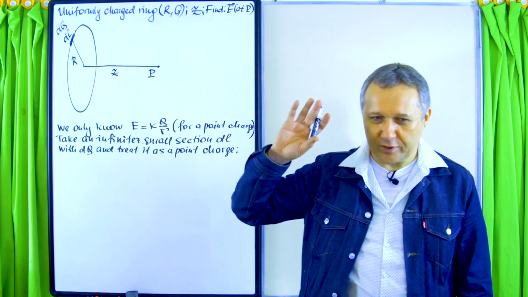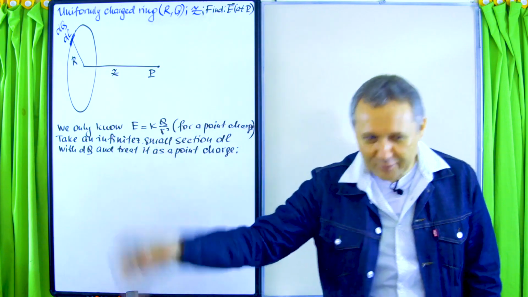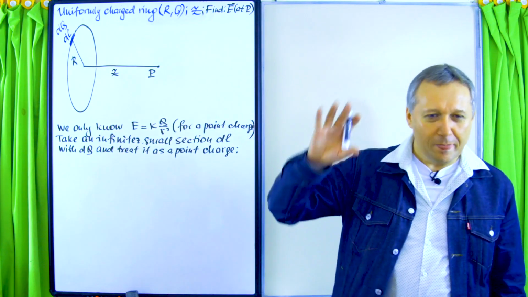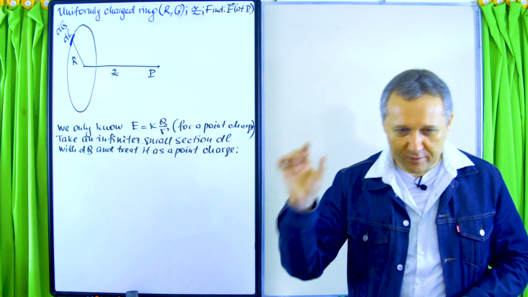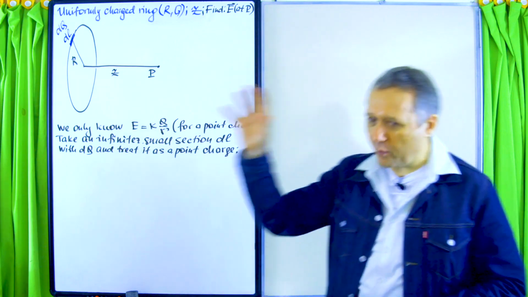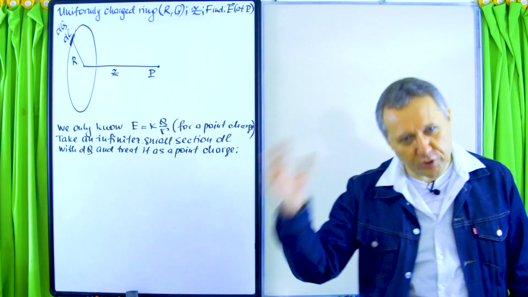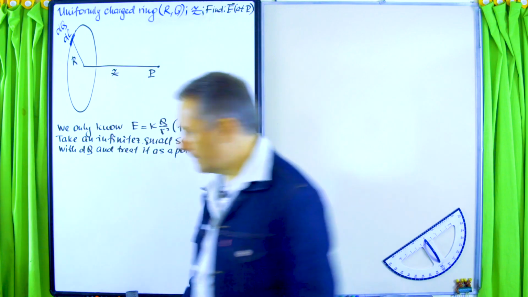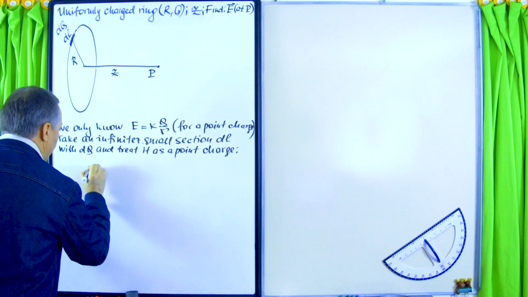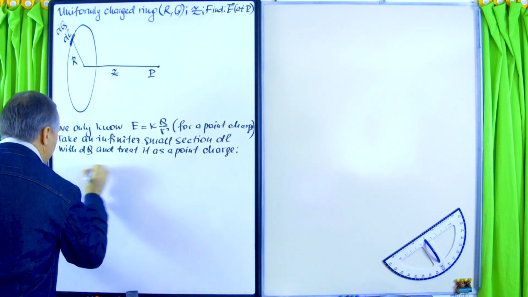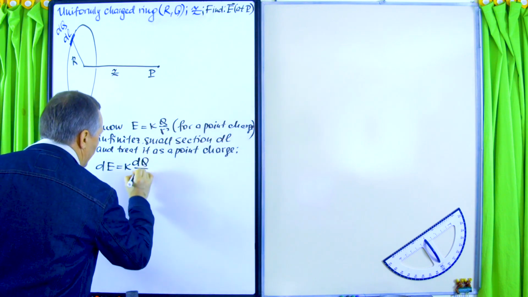It doesn't matter if it's integration for finding electric field or force, or of some complicated object. Every time the beginning will be the same. So take an infinitesimally small section or patch or volume, and treat it as a point mass, or point charge, point whatever. So if we can treat it as a point charge, we can use this formula. Let me write it first and then I will explain. So dE equals k dq over r squared.